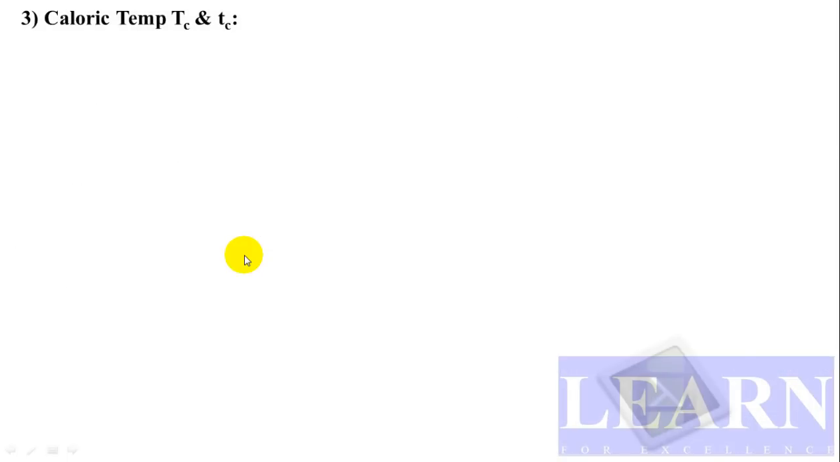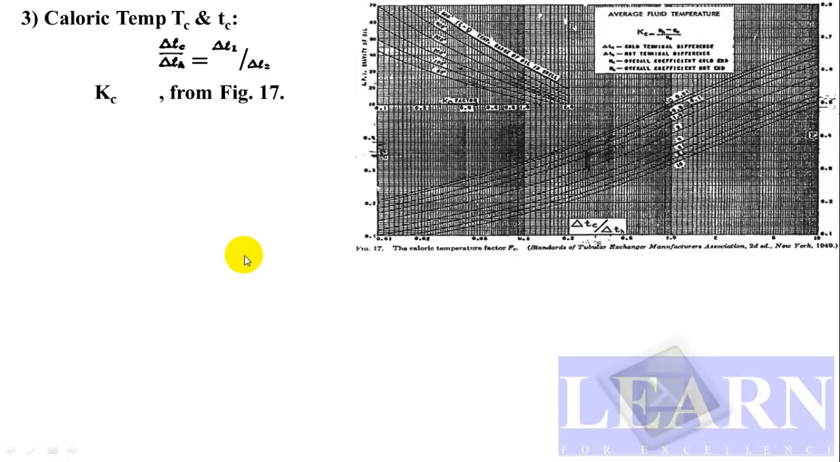Next, after finding this delta T, or true temperature difference, the third step is finding the caloric temperature, Tc and small tc. In order to find the caloric temperature, we need to take the temperature difference of the cold fluid and temperature difference of the hot fluid, that is delta Tc divided by delta Th. Next, after finding this, we need to find the value of Kc from figure 17. Now look here. Here we'll have Kc. In order to find this value Kc, we need to know the temperature difference.